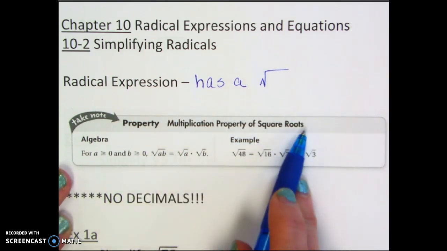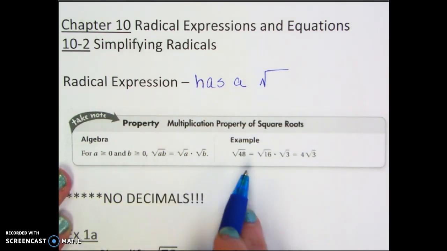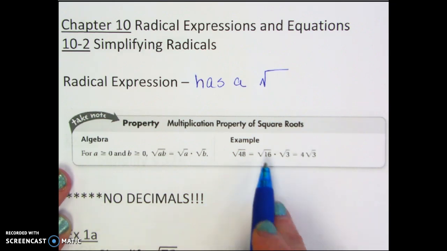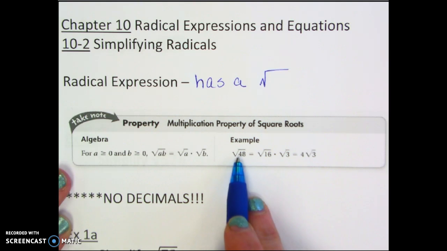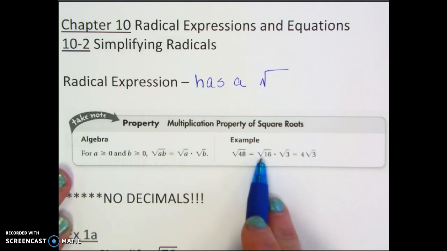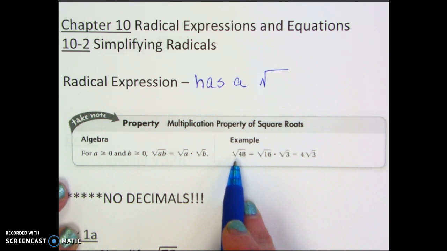All right, so the property of multiplication for square roots tells us that if we are multiplying two square roots together, we can actually put that together as one square root. So the square root of 48 can be broken down into square root of 16 times the square root of 3, or square root of 16 times the square root of 3 can be put together into the square root of 48. What we want when we simplify square roots is we do not want to have a perfect square left inside the square root.